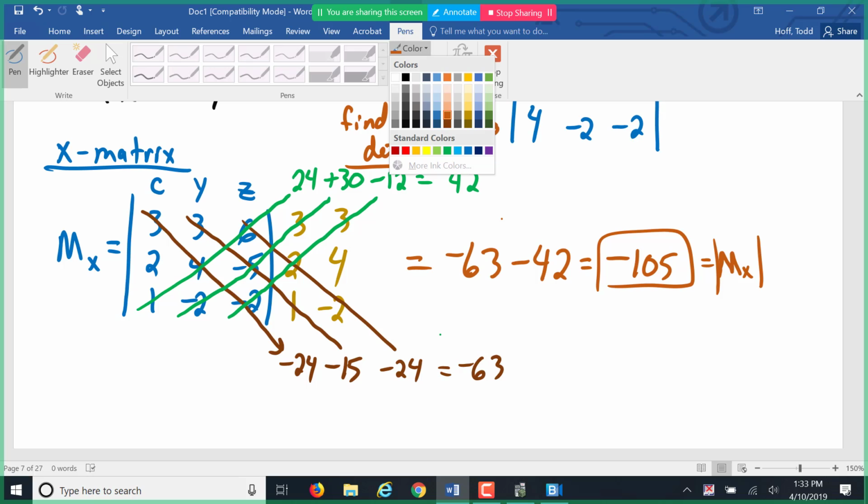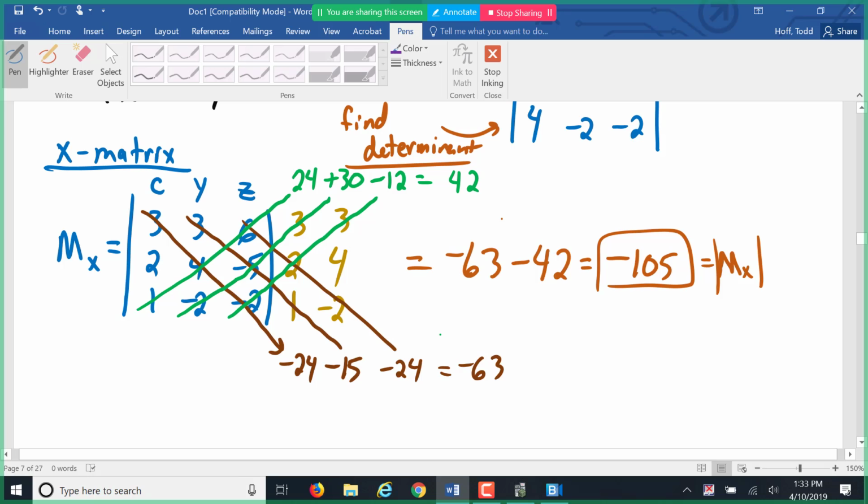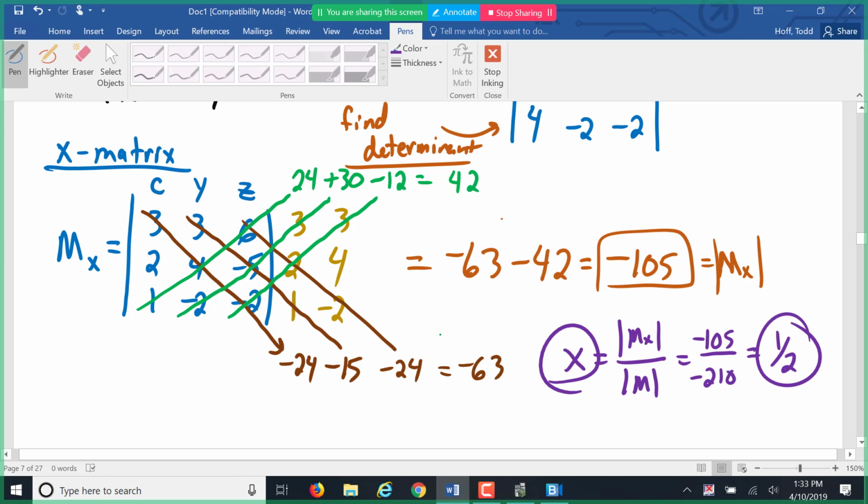Cramer's rule says that once you have the determinant of the X matrix, the X value for that system of equations is the determinant of the X matrix divided by the determinant of the base matrix. The determinant of X matrix is negative 105. The base matrix was negative 210. It divides out to be 1/2. Well, we found earlier that X equals 1/2.